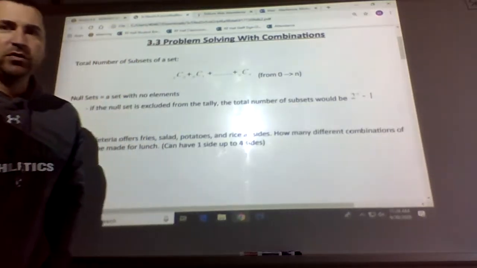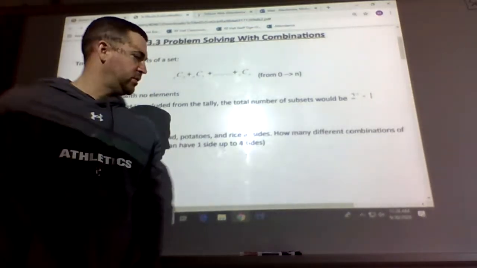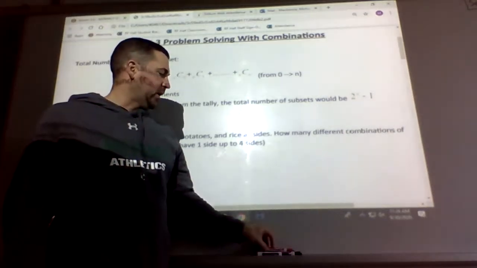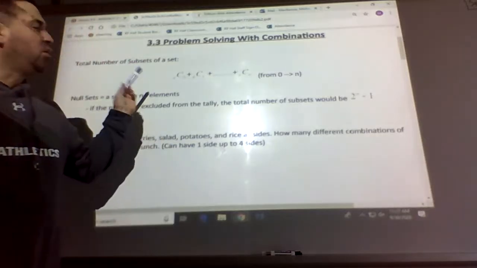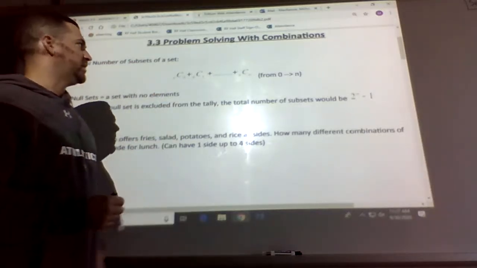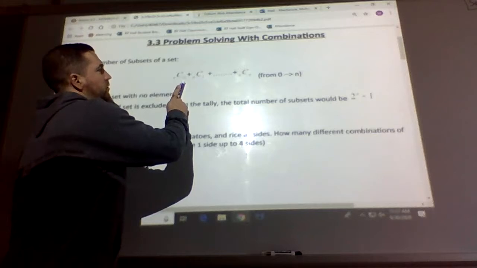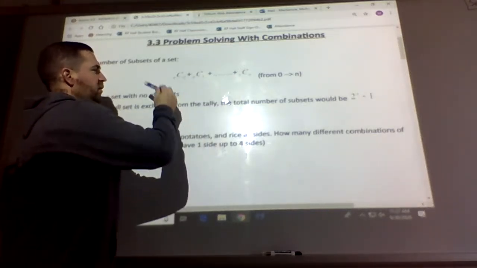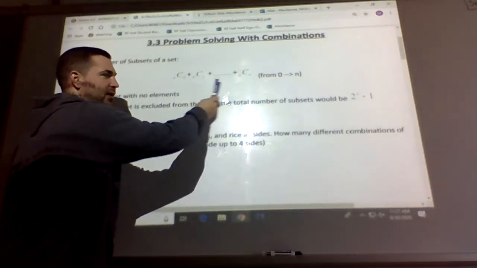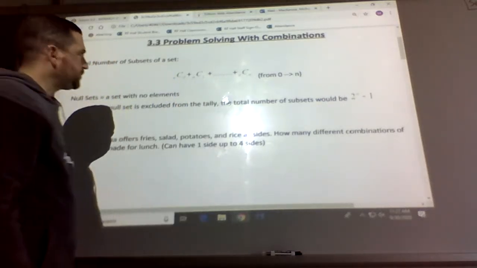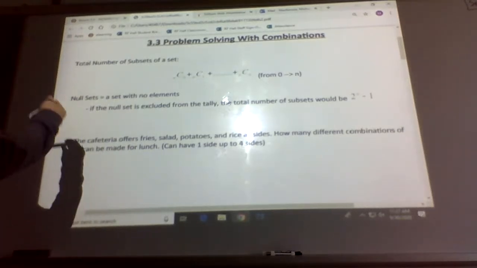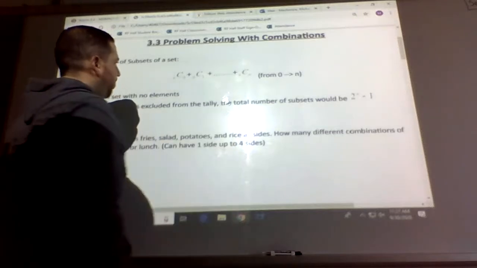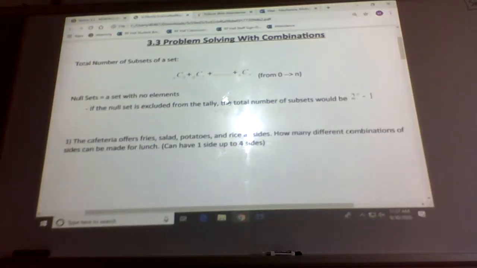All right, starting 3.3, problem solving with combinations. The number of subsets of a set. I can explain the whole formula for you because we'll go through an example. It's n choose 0 plus n choose 1 plus, and so on, plus n choose n. So we start with 0 options and work our way over to the total number of options. This is the total number of subsets of a set, and we're doing addition here to add them all together.